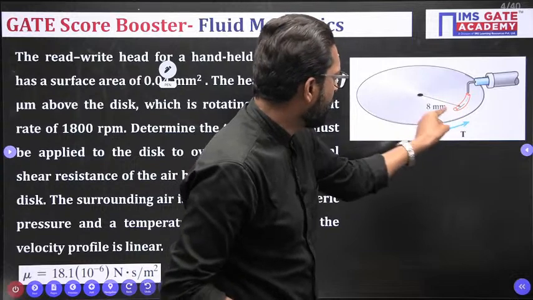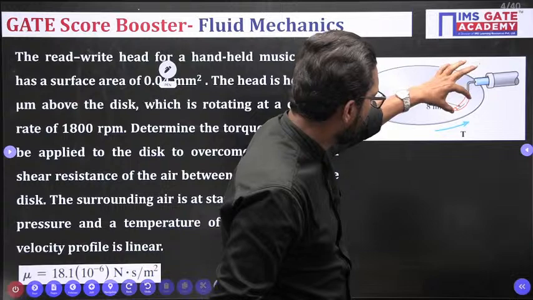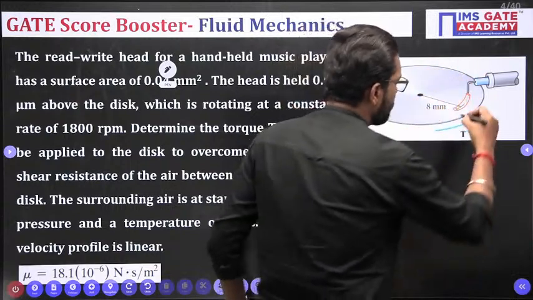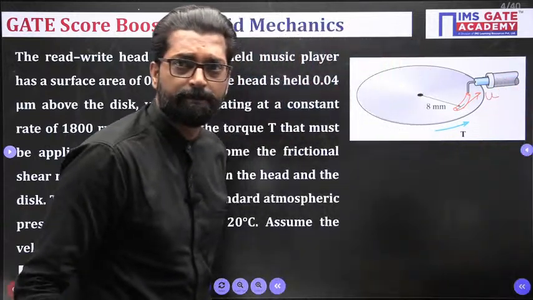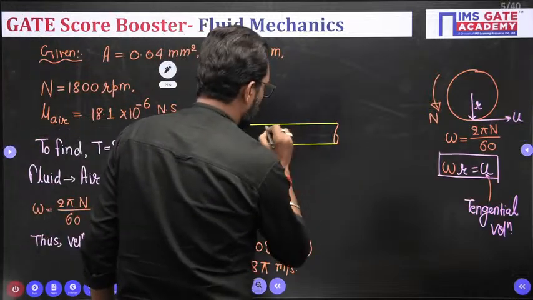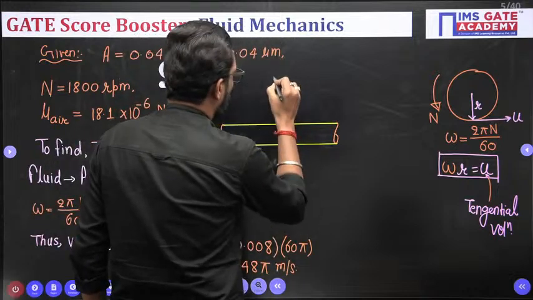So this gap is at 8 mm, and this gap is moving along the disk. The movement speed, that means the tangential speed, is u. So this is moving with the velocity of u.